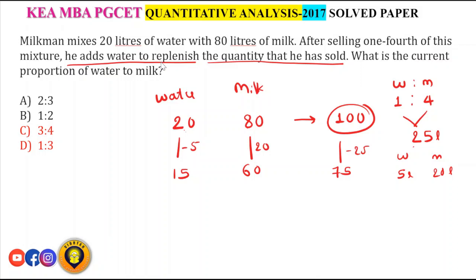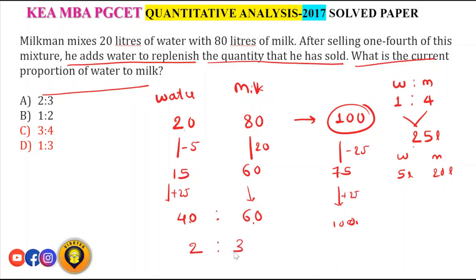But he adds water to replenish the quantity that he has sold. How much water should he add then? 25 liters of water he should add. So plus 25, water will become how much? 40, and milk is the same, that is 60. Now what is the current proportion of water to milk? So that is 40 liters water, 60 liters milk, which is in the ratio 2:3. So 2:3, option A is the answer.